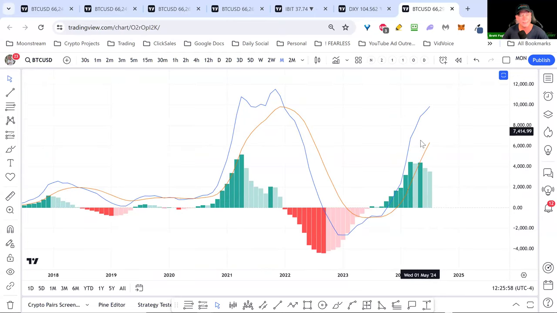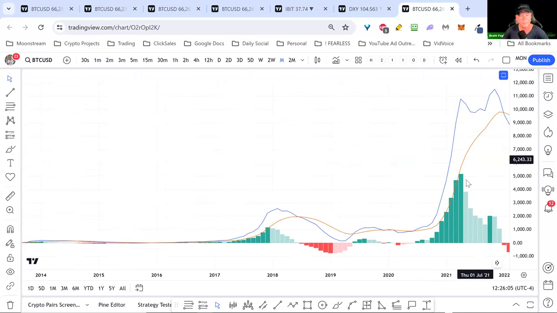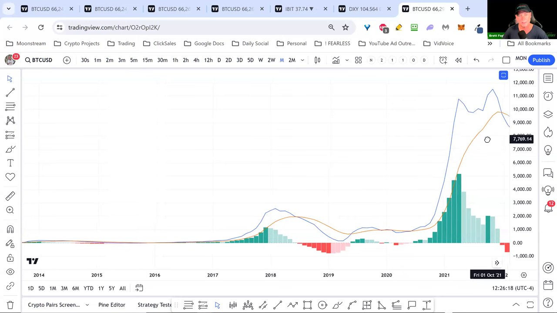And what I don't like to see is all of this open air, is what I call it, between the two segments of the MACD. Because back here in 2021, we started to see that. And I was saying, guys, I think we're topping out here. And I got thrown off by the price. Of course, this is not the price of Bitcoin. This is just the MACD.